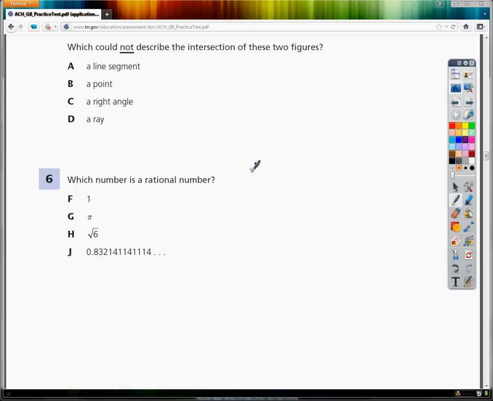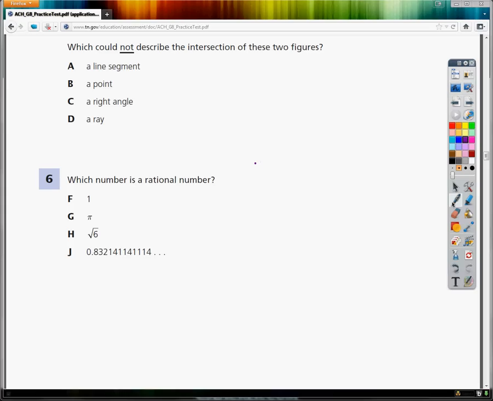It doesn't continue to go on forever. Basically, it's just one that's not weird in any way. If you can break it into a nice, comfortable fraction, it doesn't babble on forever like I'm currently doing, it's rational. So the answer to number 6 is F, 1. It's the only one that's the most normal.